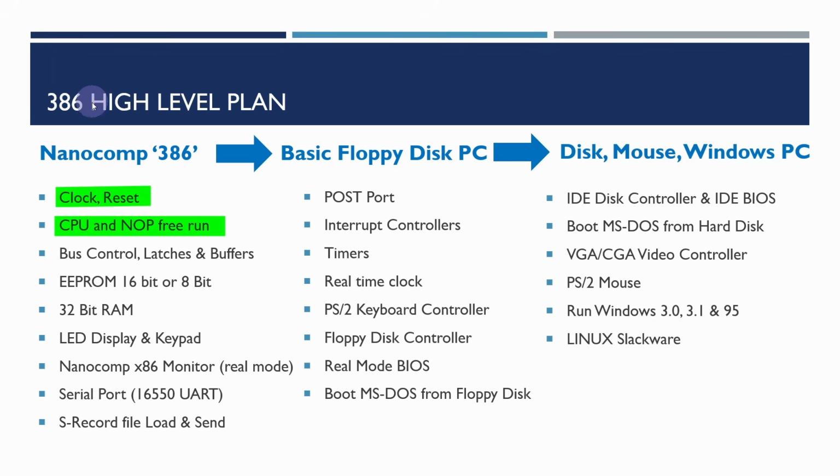So this is the 386 version of the high-level plan that I've used on the previous Breadboard PC projects. Really split into 3 phases. The basic NanoComp 386, which is to get a simple computer together with the ROM or EPROM, memory, an LED display and keypad, running the NanoComp 86 monitor with the serial port and the ability to save and load files over the serial port. And this allows us to get a certain amount of debugging information done before we actually manage to get the floppy disk PC running MS-DOS, and before we add hard disk and try and get Windows 3.1 and even Windows 95 running. And should we be successful with that, I'm also going to try and get an early version of Linux running as well.